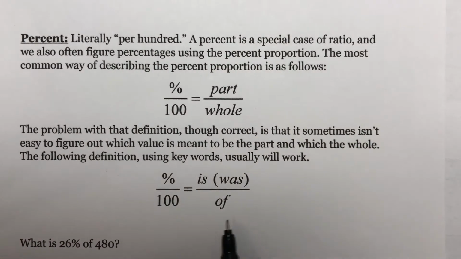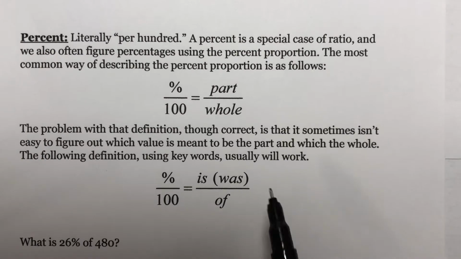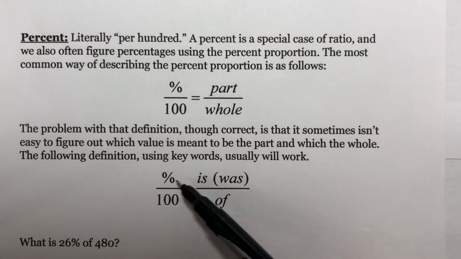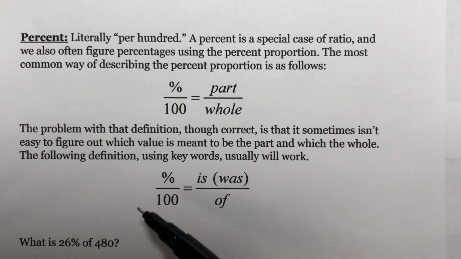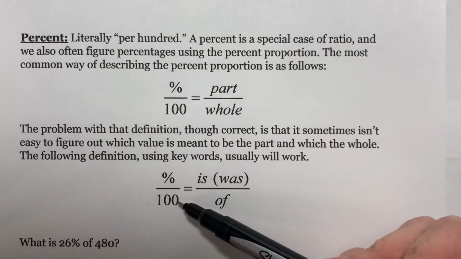Using some keywords is usually easier. The percent is always over 100. That 100 is always part of the percent proportion. It's always there. Percent and per 100, literally, they go together.